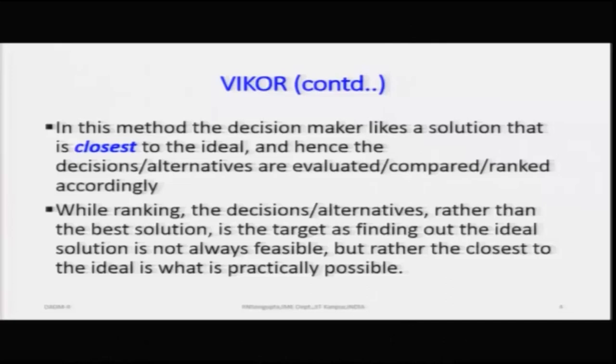While ranking the decision alternatives, rather than the best solution, the target would be to find the ideal solution, which may not be most feasible. So, you have to find a compromise, and the compromise would depend on what type of distance measures you are going to use. But rather the closest one to the compromised best solution will be utilized. Maybe it is not possible to find the best solution.